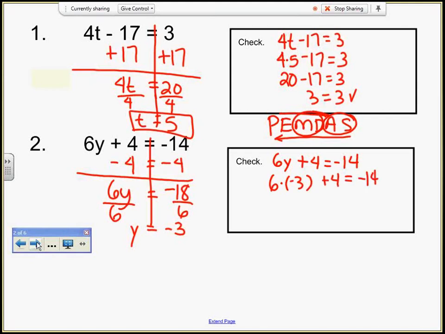I don't know. Let me see. So I'm going to do multiplication first. I get negative 18 plus 4 equals negative 14. I'm going to add here. I get negative 14 equals negative 14. Oh, yes, it does. Makes me happy. It means I can box this answer because it is correct. I've solved for y. Y is negative 3.